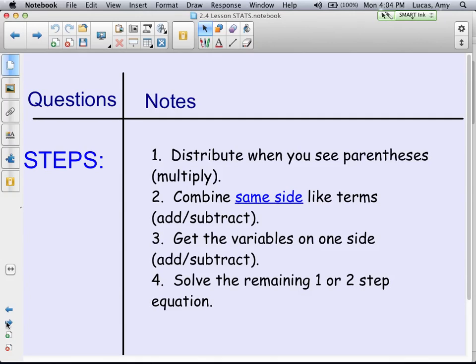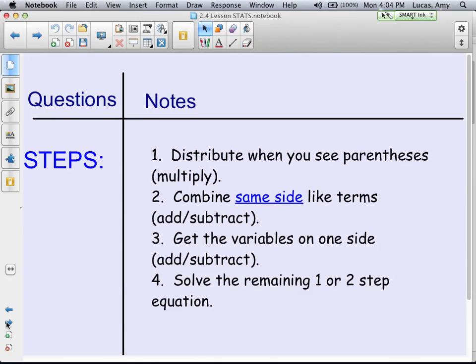We know how to work with like terms from chapter 1, so we're just asking you, after you're done distributing, to look at each side of your equation and see if you can do anything to simplify each side, okay? Sometimes there won't be anything to do for that step. Then the third step, this is what we worked with on day 1 of this lesson. Get the variables on one side.